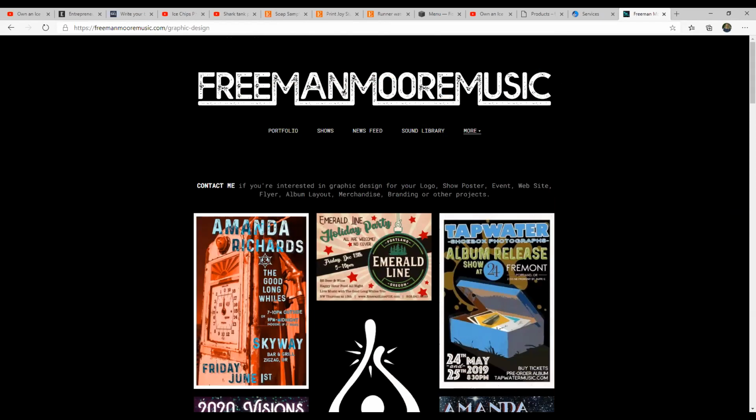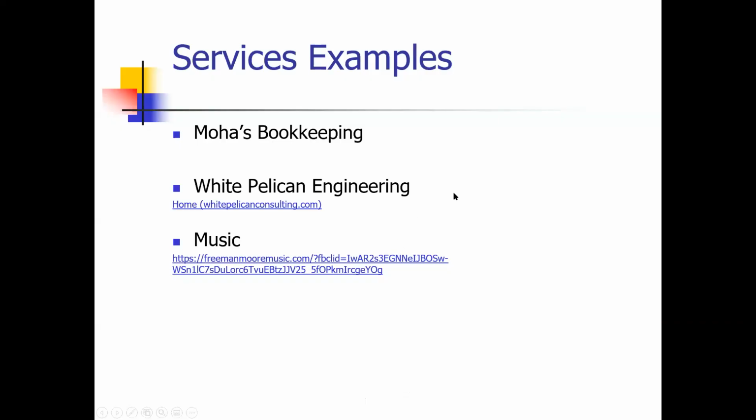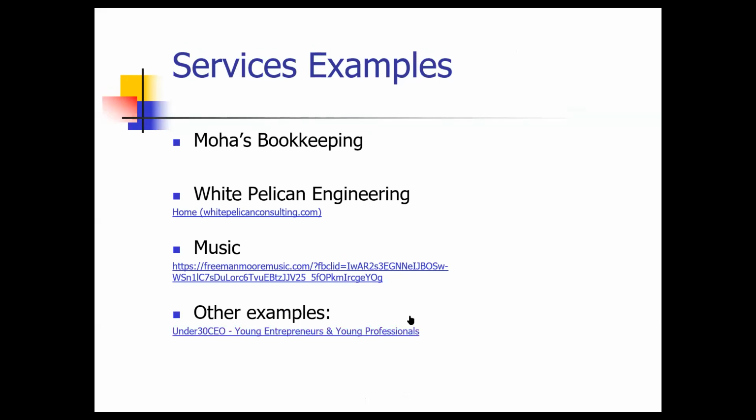entrepreneurs have out there. One thing they've found with COVID is that it has really changed the business environment. There's actually a lot more new businesses popping up. Some other examples, I've got this Under 30 CEO website. I'll go ahead and click on that and share that screen with you.